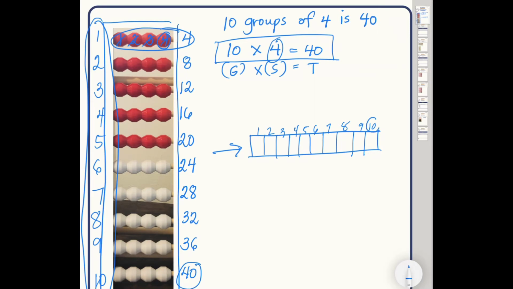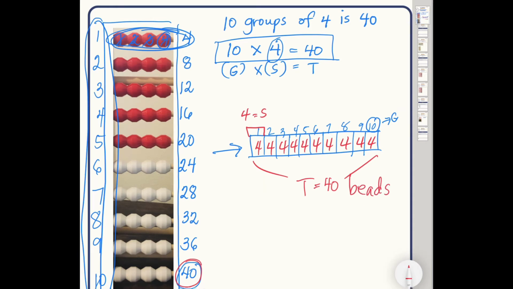So basically, this is our 10 groups. Let's write our size inside. How many are there in each group? 4. So I'm going to use a different color. 4 in each group. And to write the total, basically this is your size. 10 is your group. The total is, how many did we count? 40. So we have 40 beads as your total.